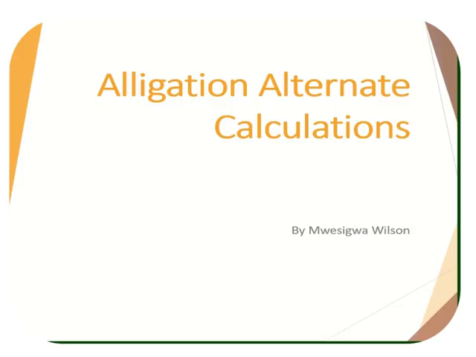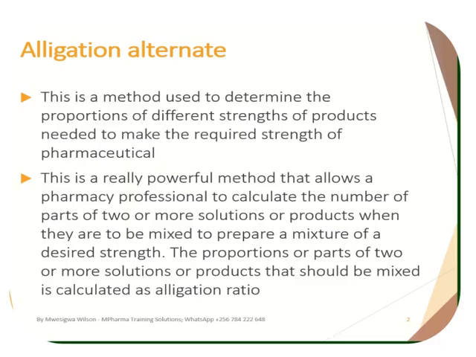So today I'll be discussing the other type of alligation calculation, which is the alligation alternate calculation. We have already done alligation medial calculations. So what is alligation alternate? Now we have done alligation medial, the C1 and the V1, the relation and the concentration. So now you're doing alligation alternate calculation.